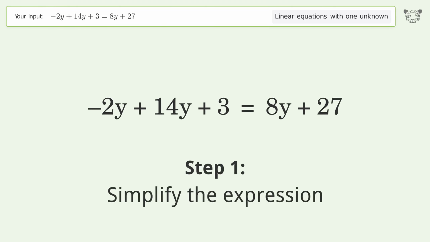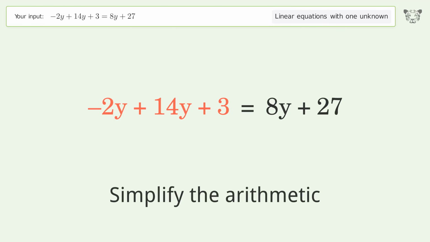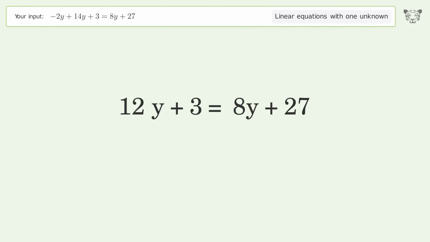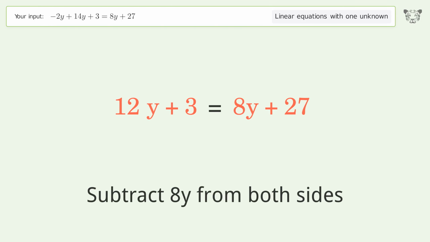Simplify the expression. Simplify the arithmetic. Group all y terms on the left side of the equation. Subtract 8y from both sides.